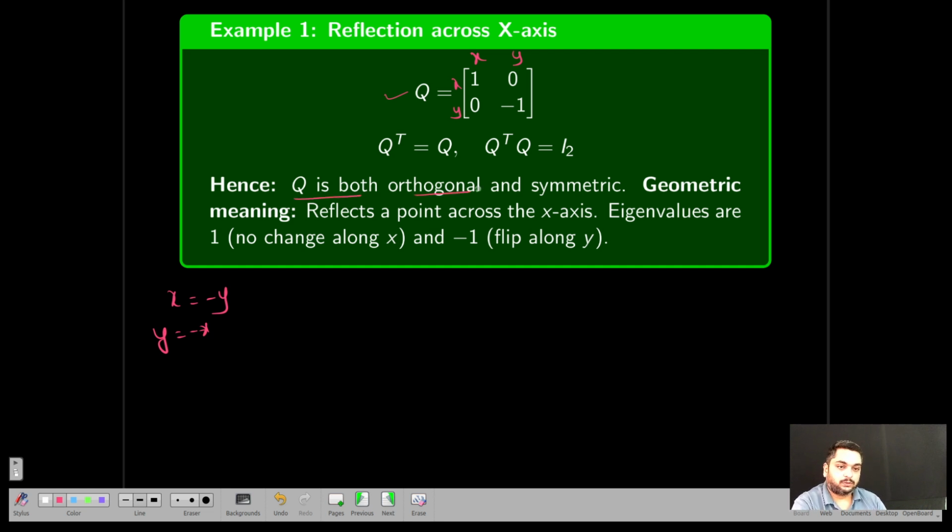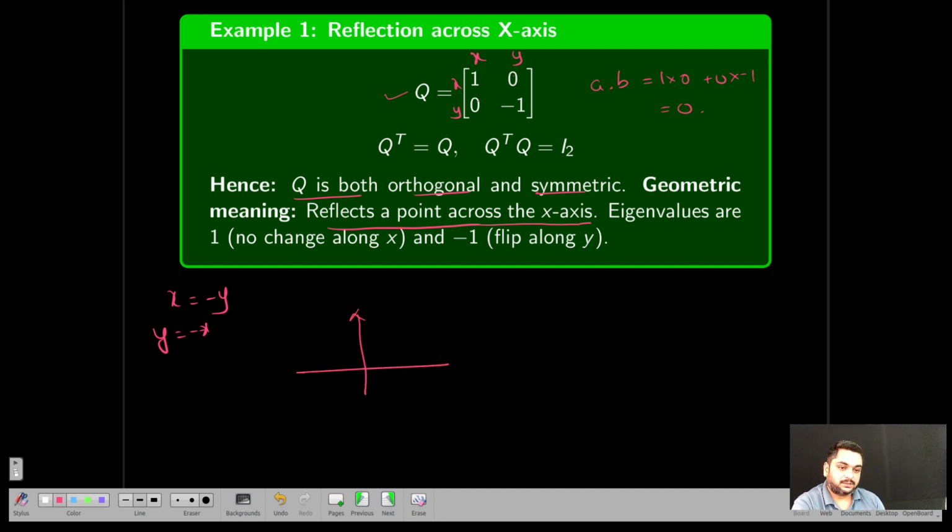Q is both orthogonal and symmetric. See here, this is symmetric, and how will you check orthogonal? The dot product should be equal to 0, that is 1 into 0 plus 0 into minus 1 equal to 0. Hence they are orthogonal and they are symmetric also. What exactly does it mean? It reflects a point across the x-axis.